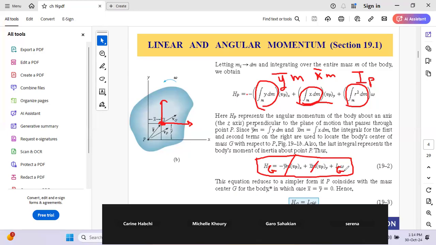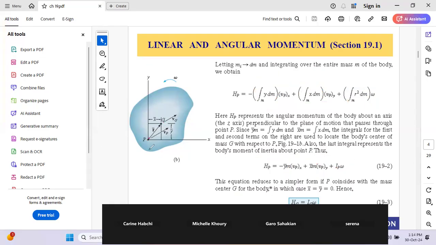Another application is if you consider rotation about a fixed axis. Consider that we have rotation about P. This means that P is fixed. If P is fixed, Vp is 0. So in case you have rotation about a fixed axis, Vpx equals 0 and Vpy equals 0. Then in this case, for rotation about a fixed axis passing through point P, Hp can be written as inertia about P times omega.